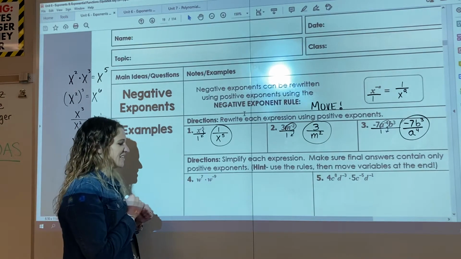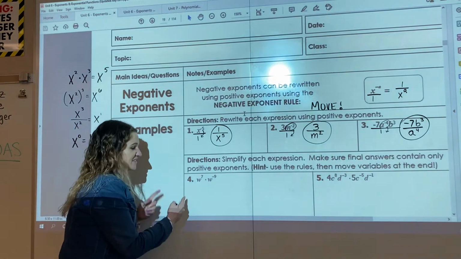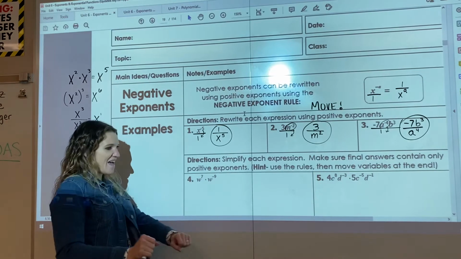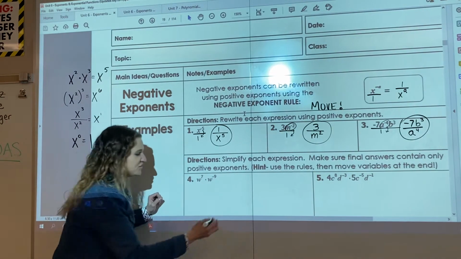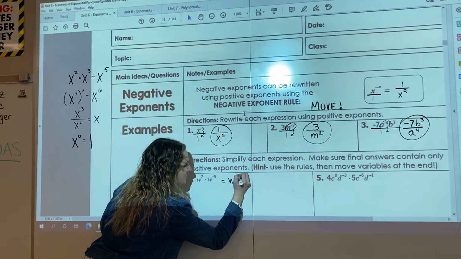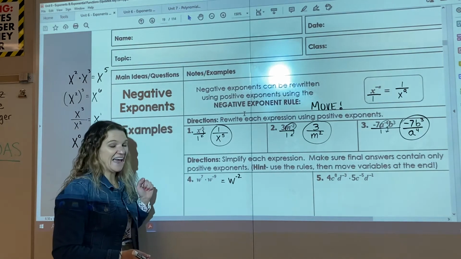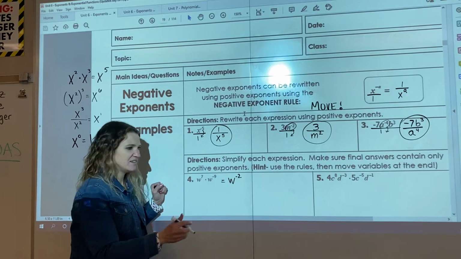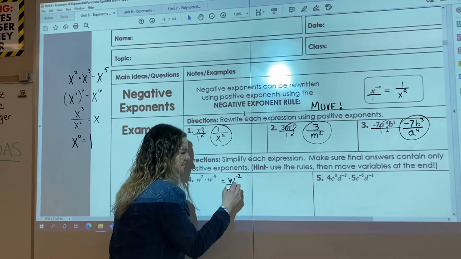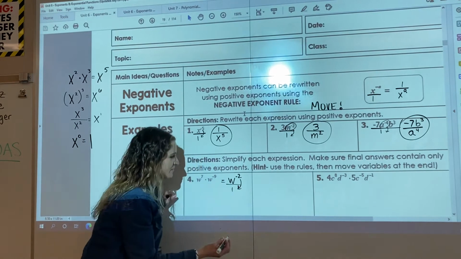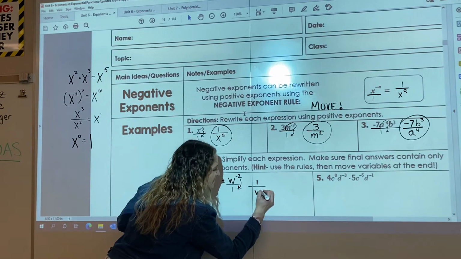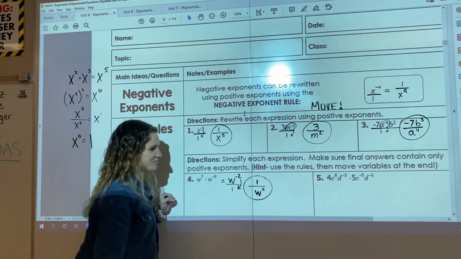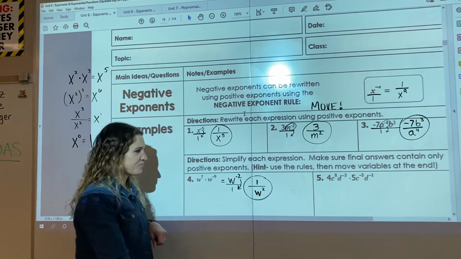All right, let's check out this first example. The base is the same and we multiply across, so we add our exponents. 7 plus -9 would give me a -2. So we have w to the -2nd power. We can't have that. We need to make that a positive. Let's move it to the bottom. We're going to keep the 1 on top just to keep a placeholder, and then w squared is going to go on the bottom.